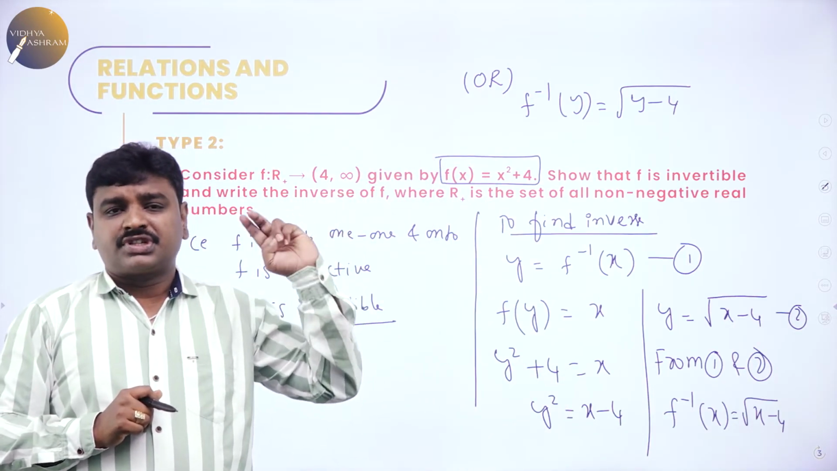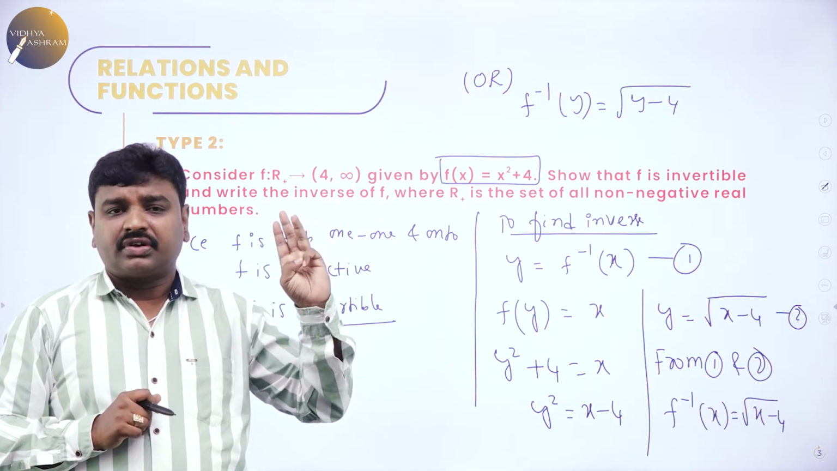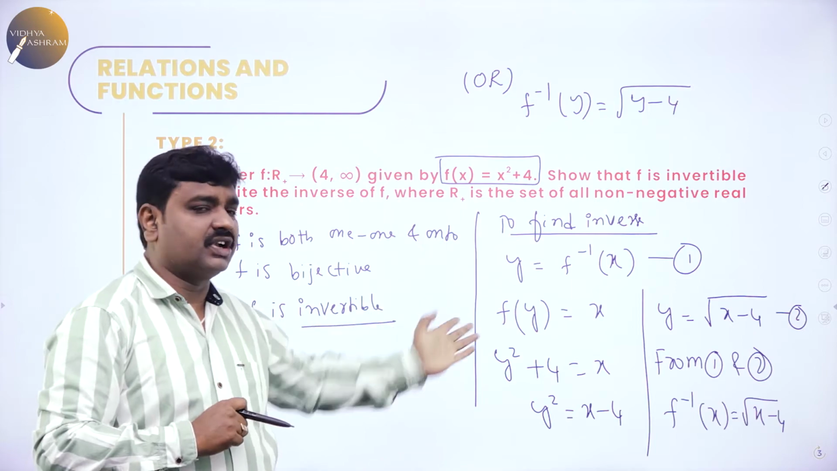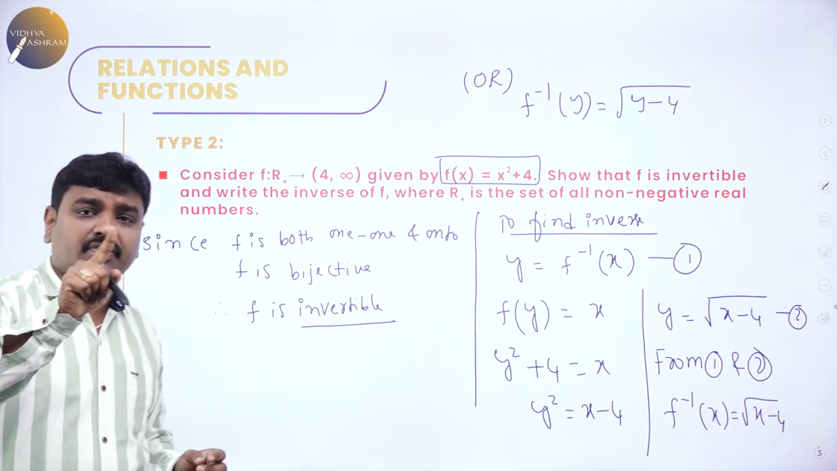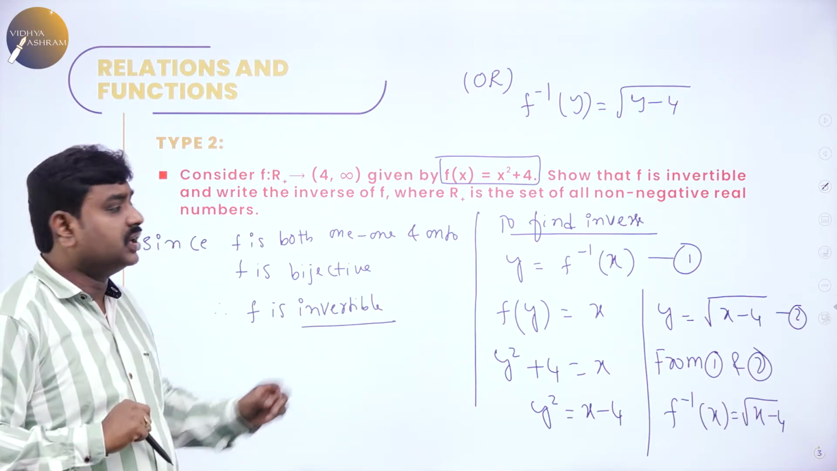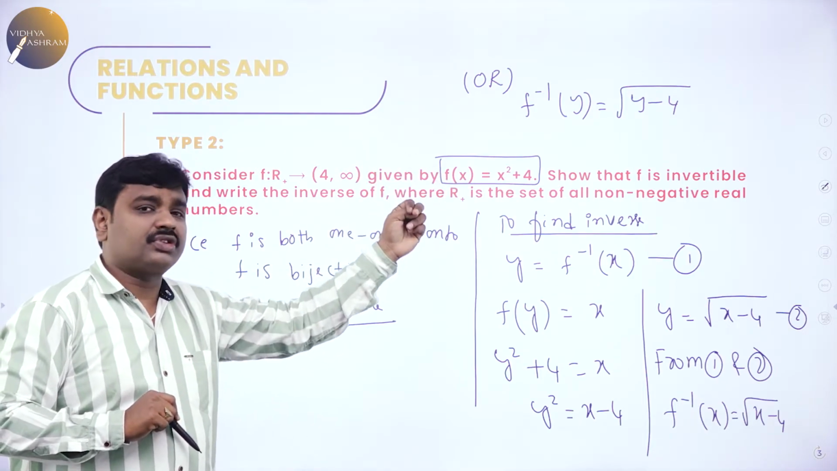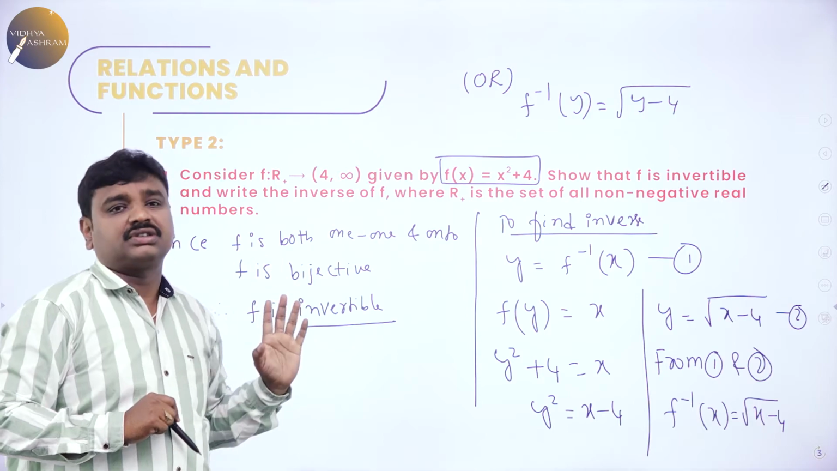This is the method to find inverse. Step 1 prove 1-1, step 2 prove onto and conclude it is both 1-1 and onto, it is bijective and it is invertible. Step 3 find inverse, we have done it. Now this is type 2. Type 1 I have done linear equation 4x plus 3. Type 2 I have done x square plus 4, quadratic equation with two terms, one with variable, one with constant.